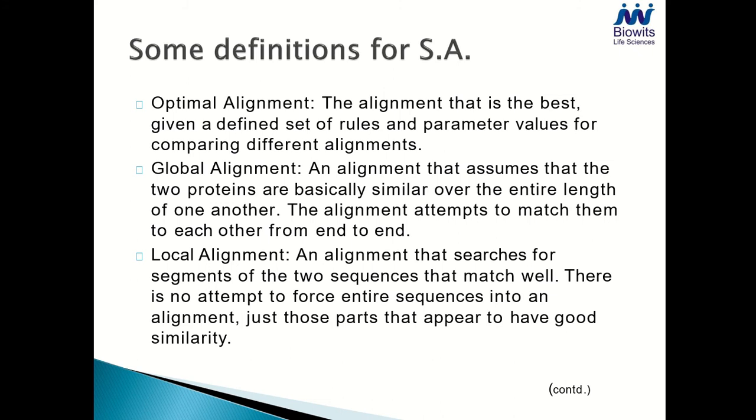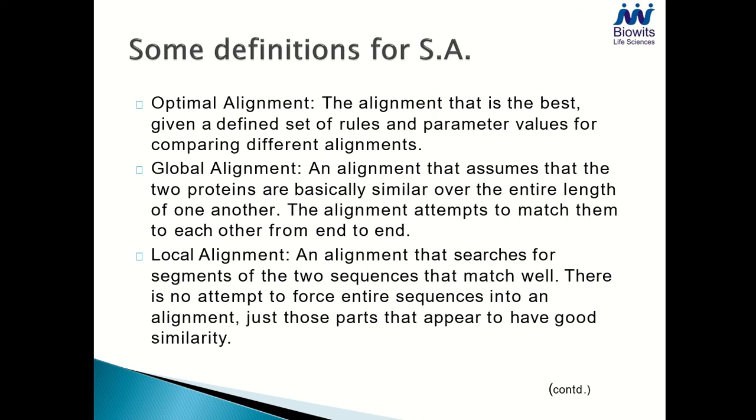So we have also optimal alignment. What is optimal alignment? The alignment that is the best given a defined set of rules and parameter values for comparing different alignments. Another one is global alignment. When we say global alignment, it is an alignment that assumes that the two proteins are basically similar over the entire length of one another, and the alignment attempts to match them to each other from end to end. So ito na yung mas mahaba, no? We're trying to perform sequencing to check the alignment of this end to end.